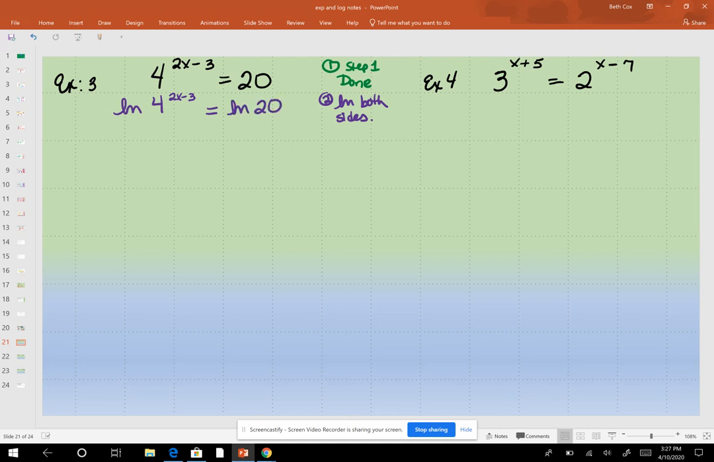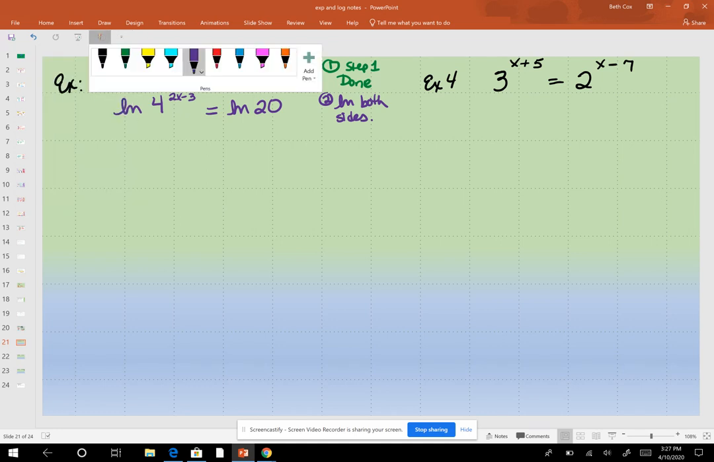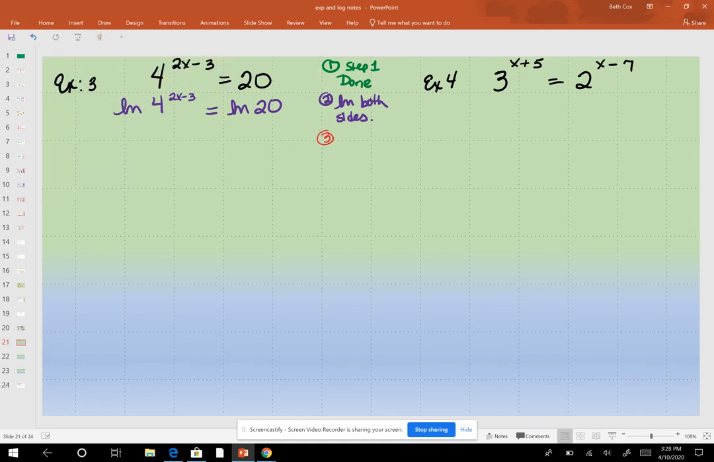All right, so now step 3 is the big fancy step. Step 3 is where we move the exponent to the front. Now this one's a little tricky, because our exponent is a parentheses, but that's okay. It's going to go to the front, and that's going to become 2x minus 3 times natural log 4 is equal to natural log 20.